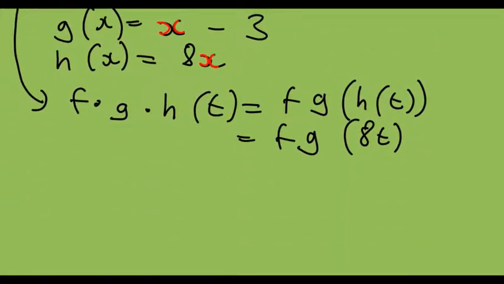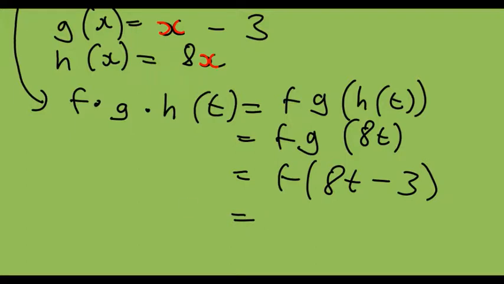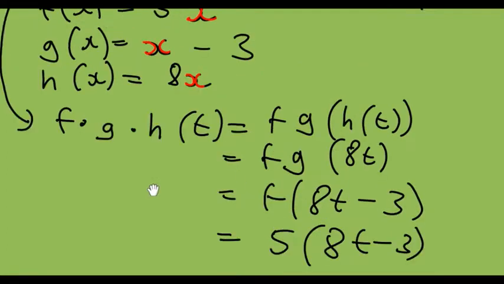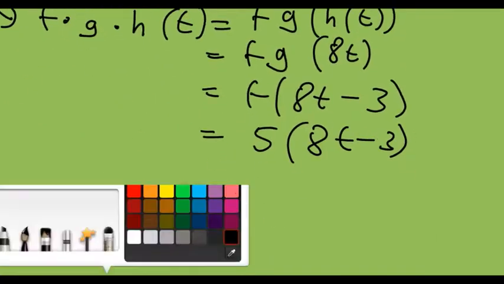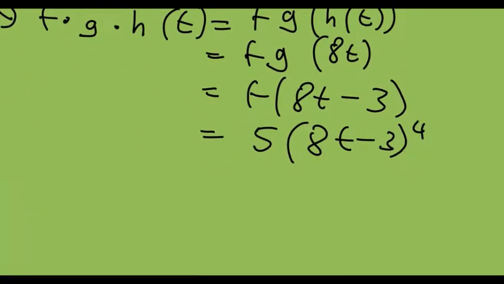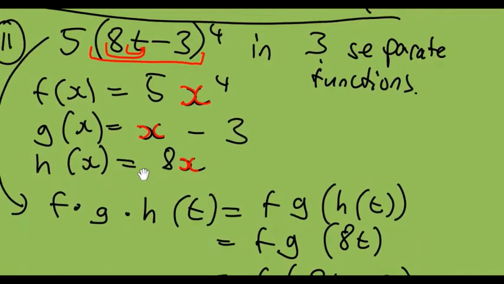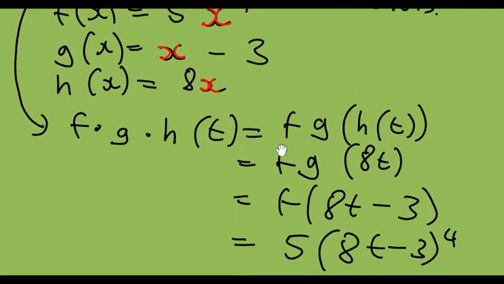Then f of g of 8t. What is g of 8t? Well, we'd replace x with 8t. We'd end up with 8t minus 3. And then last of all, what is f of 8t minus 3? We would end up with 5 times (8t minus 3), replacing x in this with 8t minus 3, to the power of 4. And this is our original function, so we've done that correctly. We've created f, g, and h so that we've split up this big function into 3 separate functions. So you now should be able to attempt the other homework questions, and that will be all for today.